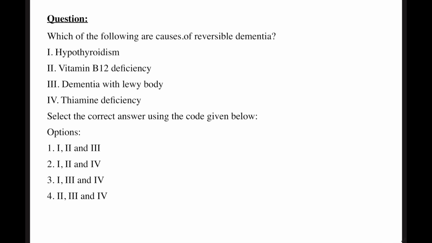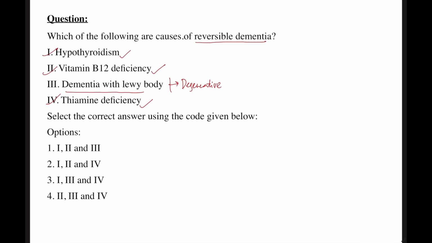We're going to finish. Which of the following are causes of reversible dementia? See, the dementia causes list is extensive. Almost you will see 70 or 80 causes of dementia. Among them, thyroid can be corrected, vitamin B12 deficiency can be corrected, thiamine deficiency can be corrected. But the logic is dementia with Lewy body, like Parkinson's disease or something else, it is actually a degenerative disease. Degenerative, it is irreversible. So these are reversible, 1, 2, and 4.